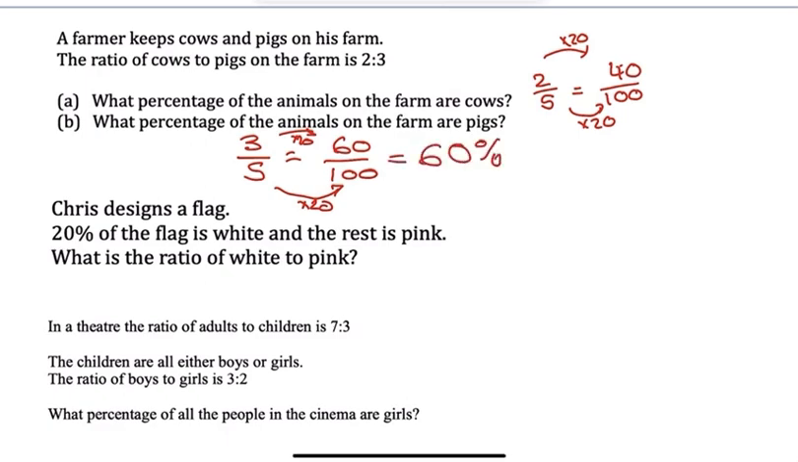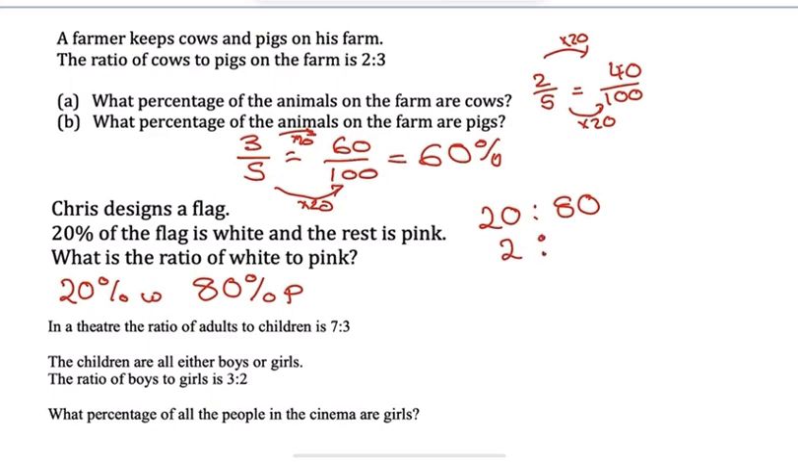The next question then says, Chris designs a flag. 20% of the flag is white and the rest is pink. Well, if the rest are pink, we know that 80% must be pink. What is the ratio of white to pink? Well, we've got 20% white, 80% pink, and then we can just go ahead and simplify. I can see they've both got a common factor of 10, and now I can see that they've both got a common factor of 2. So dividing both sides by 10, and then both sides by 2. So my ratio would be 1 to 4.